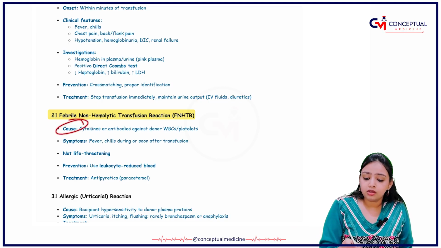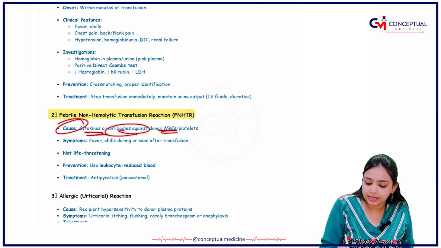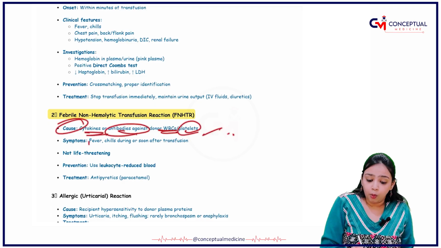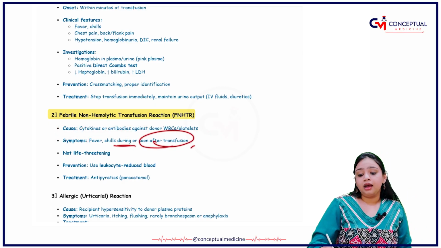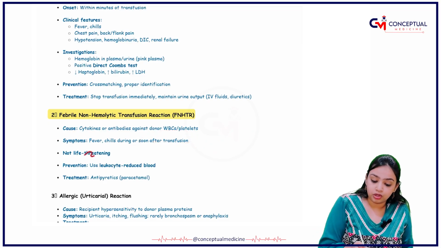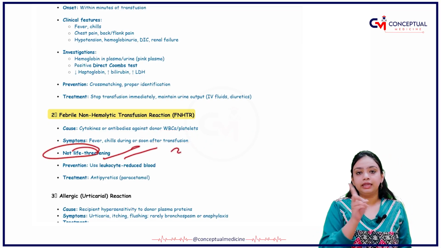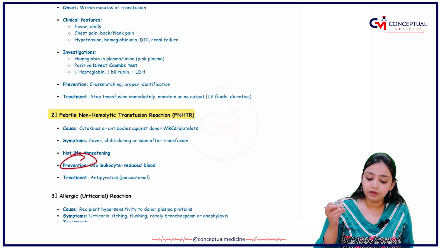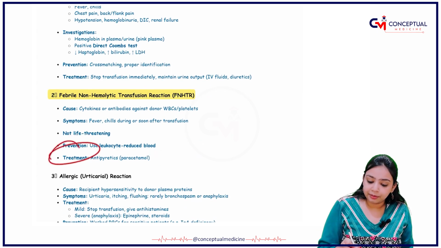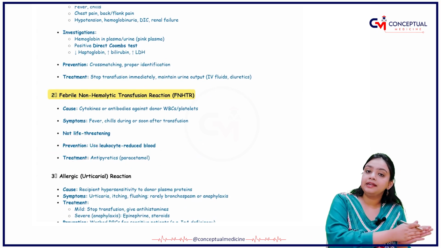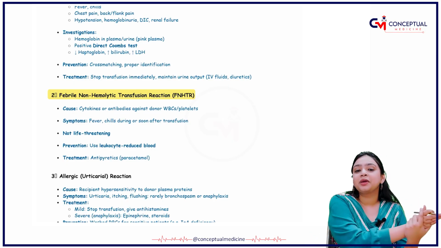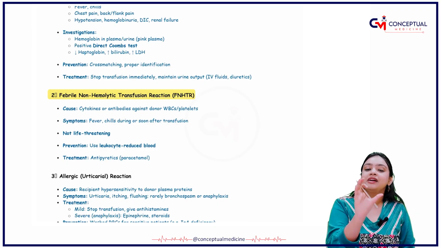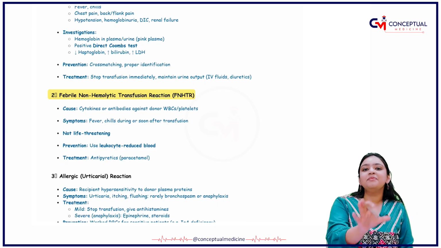Now, what is the cause? The cause is cytokines or antibodies against donor WBCs. What are the symptoms? There will be fever and chills, and they will occur after the transfusion. It is not a life-threatening condition. How will you prevent it? By giving leukocyte reduced blood. What is the treatment? You have to give antipyretics like paracetamol. Whenever we talk about an antipyretic, the very first thing that comes to our mind is obviously paracetamol.